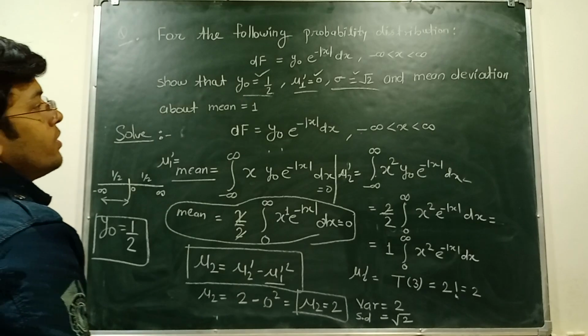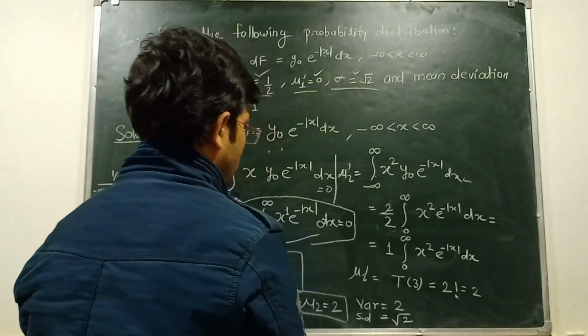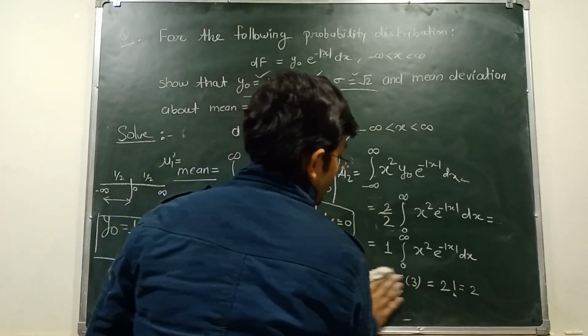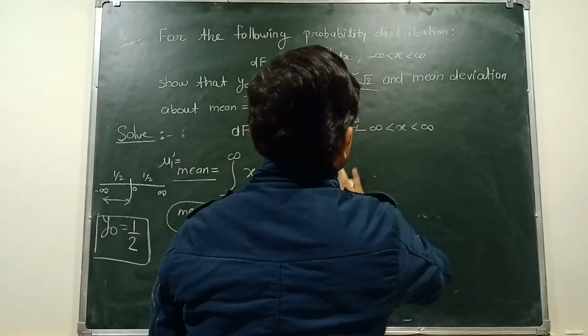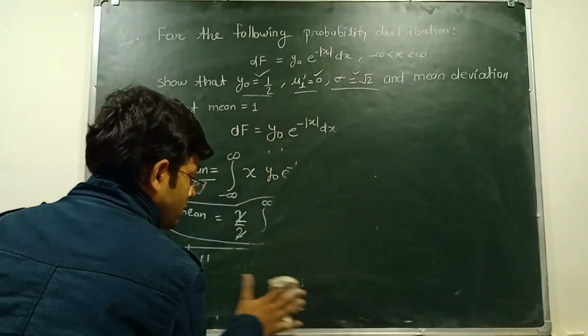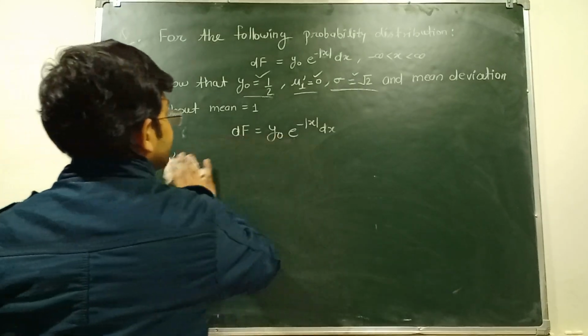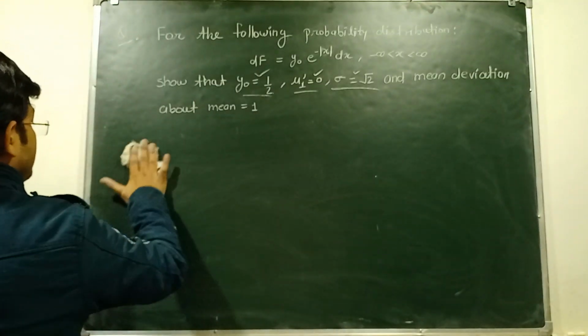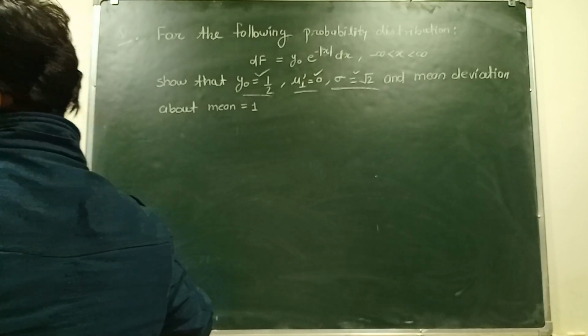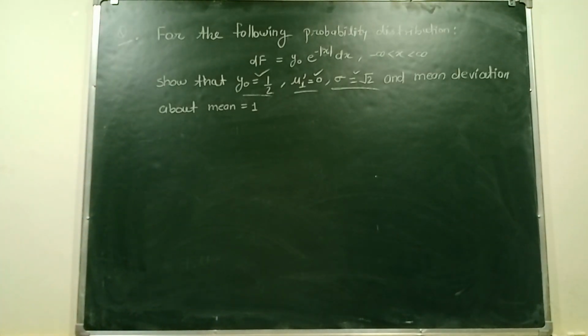Now we will find the value of the mean deviation about the mean. So how can we find it? We need some space. So now we will find the value of the mean deviation about the mean.